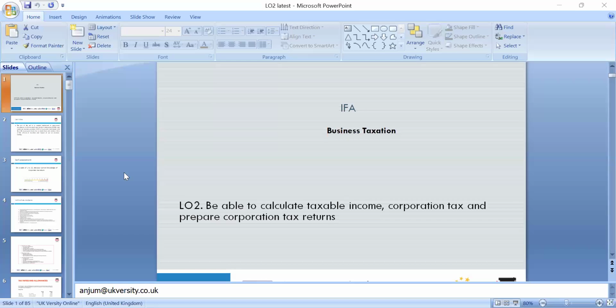During the last lesson, we discussed LO1 and the different types of income, self-employed, corporations and all. Today we'll be able to calculate the taxable income and corporation tax, and prepare the corporation tax return, which we will go through in today's lesson. If you have any question, you can drop an email to anjum at ukversity.co.uk, and I'll try my best to get back to you as soon as possible.